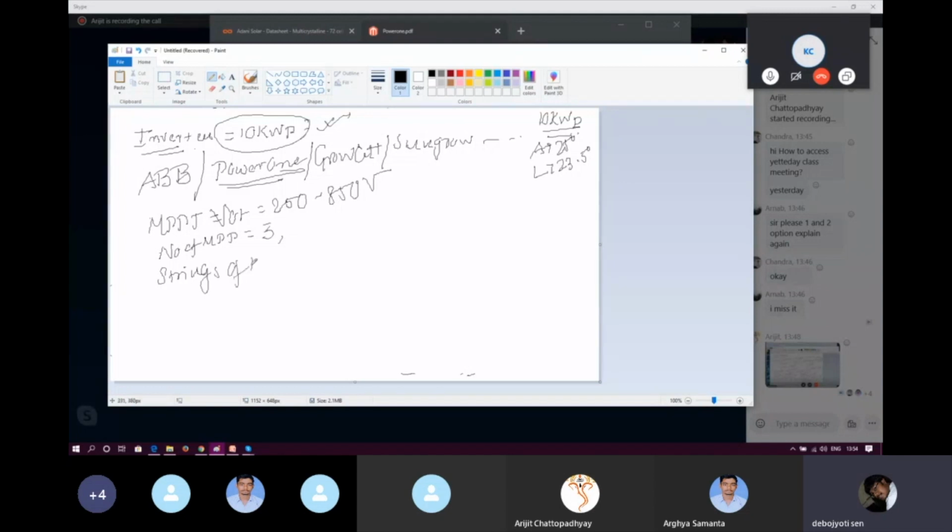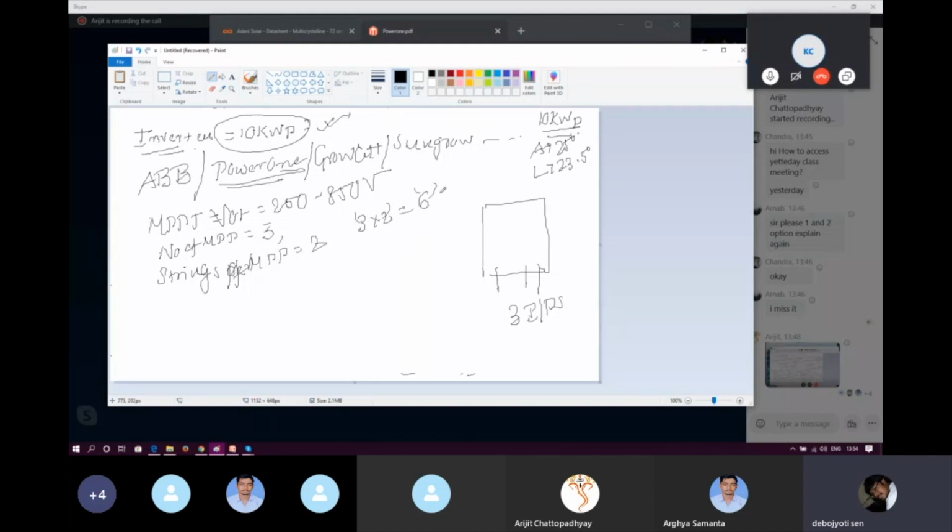Number of MPP is 3 and strings per MPP would be 2. That means if I design an inverter, our inverter will have 3 inputs. So from here we can give 3 inputs to our inverter. Fine. And how many strings can we design? 3 into 2, because in each MPPT we have 2 strings. So 6 strings we can design.